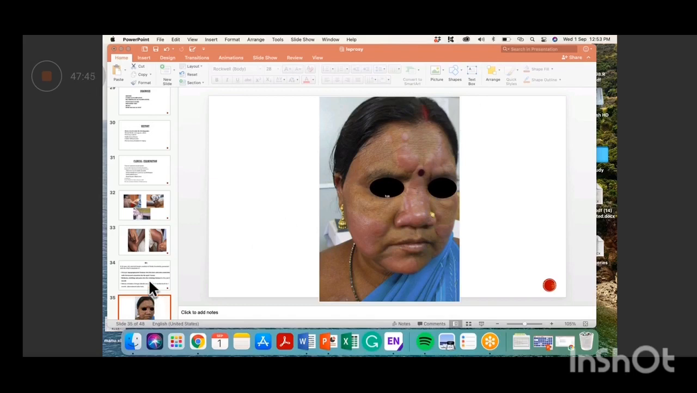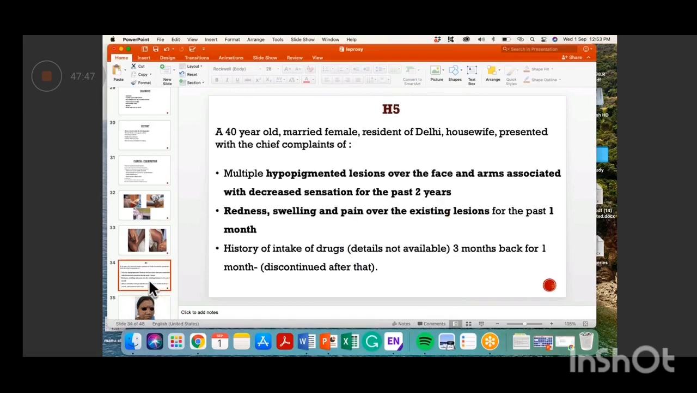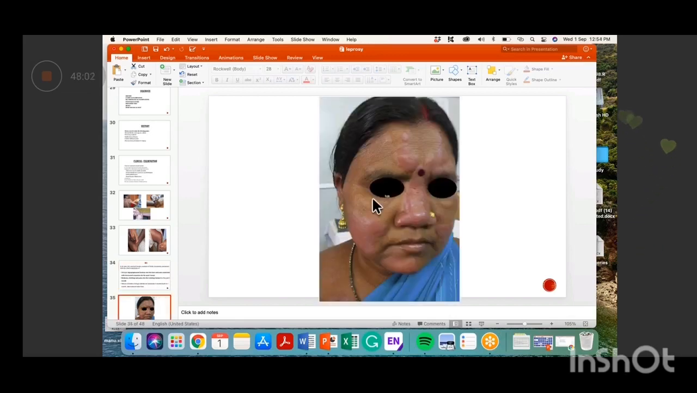And there is a sudden increase in the swelling, pain, and redness over pre-existing lesions. As you can see here, there are multiple lesions: 1, 2, 3, 4, 5, 6, 7, 8. 8 lesions on the face itself. So it's most likely to be a borderline lepromatous leprosy. And there is a type 1 reaction which has led to the increase in erythema and swelling of the lesions.